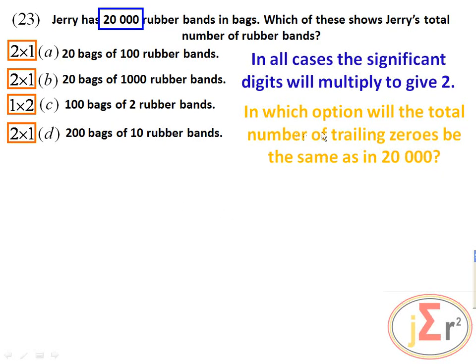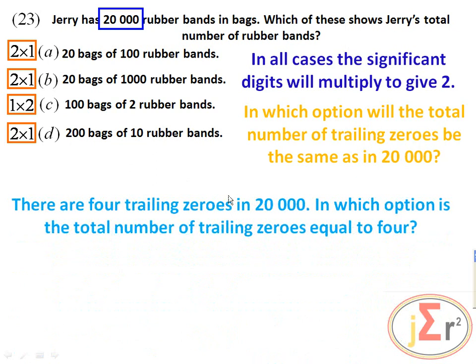Because here we say, in which option will the total number of trailing zeros be the same as in 20,000? Because there are 20 bags of rubber bands. So you say 20 times 1,000 rubber bands, and that will give you 20,000. Now, what we are paying attention to in this particular case, because the significant digits are all the same, is the number of trailing zeros.